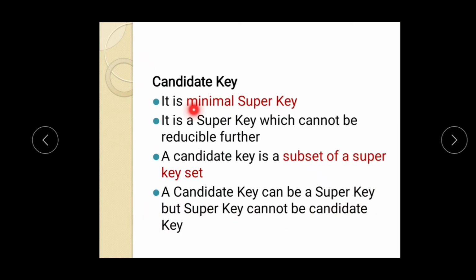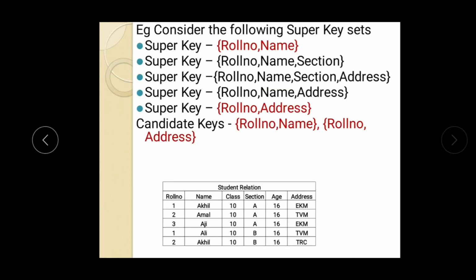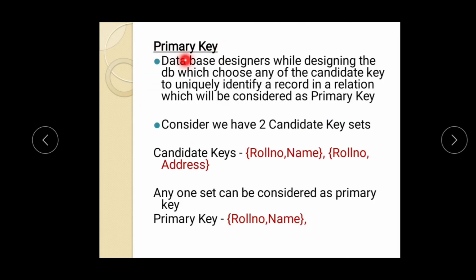Clear? So I think all are clear about the concept of candidate key. Candidate keys are nothing but minimal super keys. What is the term minimal? Minimal means which cannot be reducible further. That is called minimal. Don't confuse it with the term minimum. Minimum is different. Minimal means not reducible further. Clear? So such keys are called candidate keys. Clear? So we have talked about super key and candidate key, and the next one is the primary key.